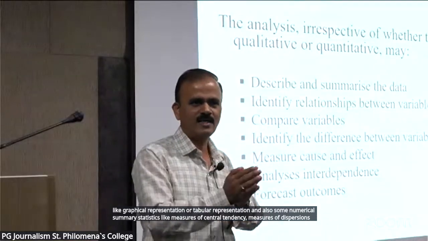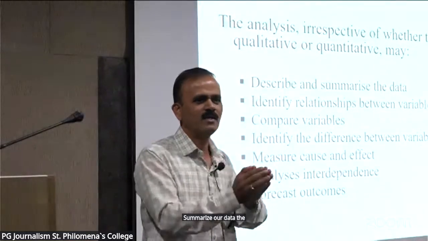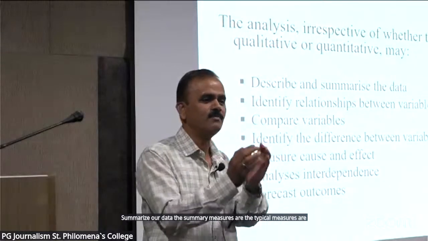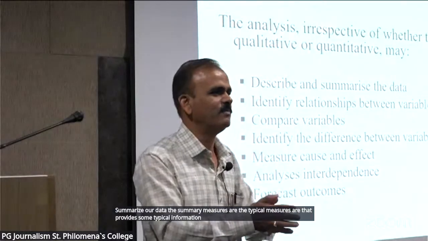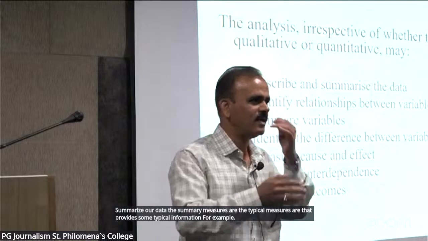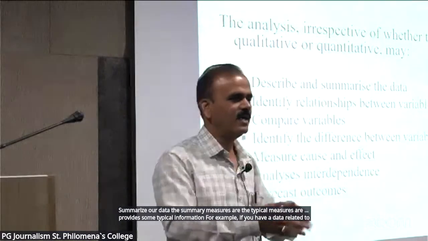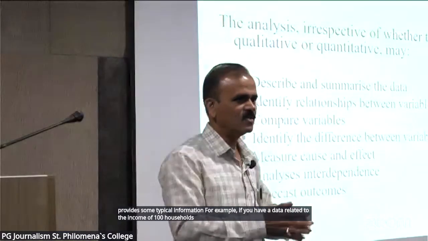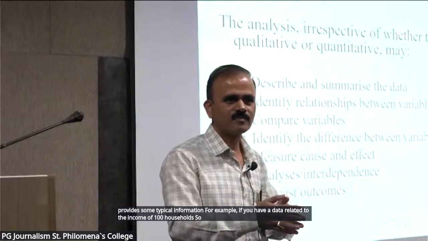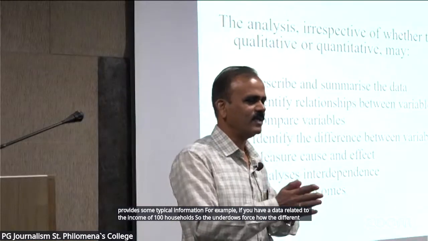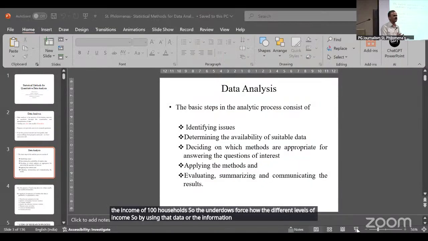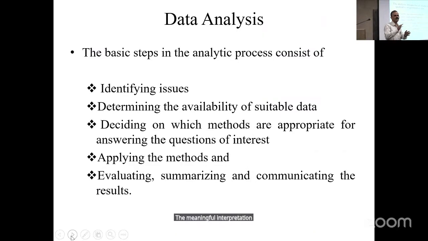We summarize our data. These summary measures are typical measures that provide us some typical information. For example, if you have data related to the income of 100 households, the 100 households have different levels of income. By using that raw data, or the information about the 100 households regarding their income level, we are unable to get a meaningful interpretation or information from that.